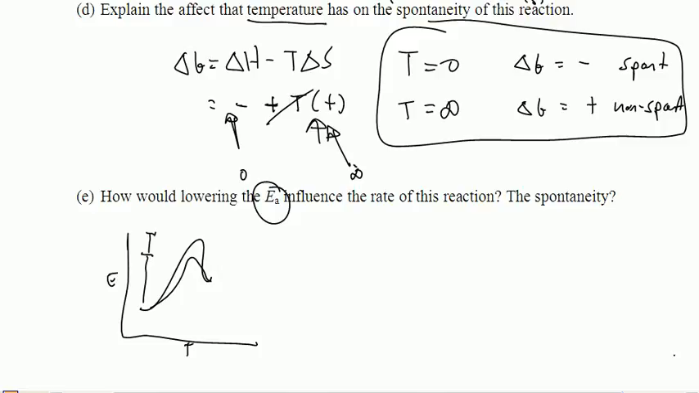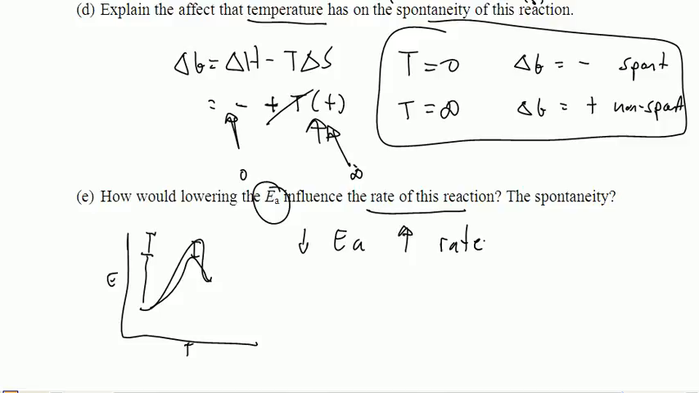So it asks, how would lowering the energy of activation affect the rate of this reaction? So, Mr. Cowen, how would lowering the energy of activation help the rate? What would it do to the rate? Increase the rate? Yes, good job. How would you explain to a third grader how lowering the energy of activation increases the rate?